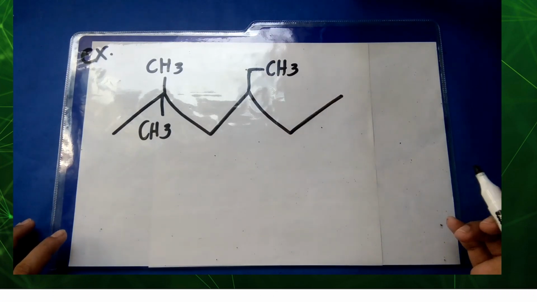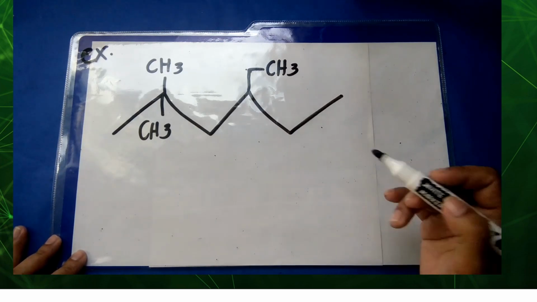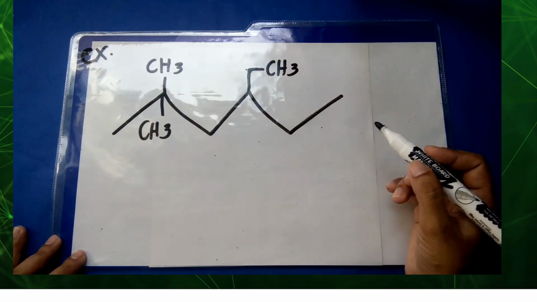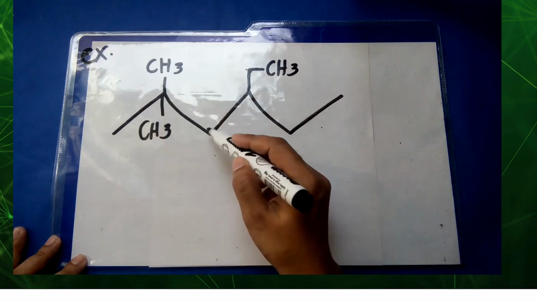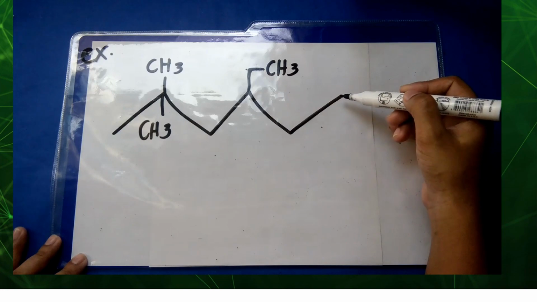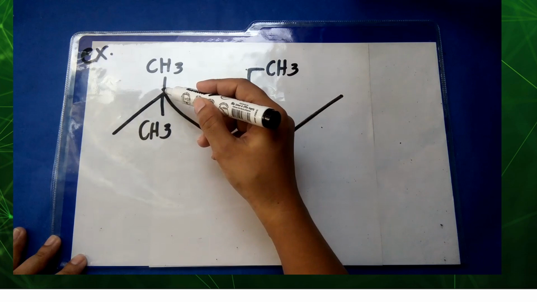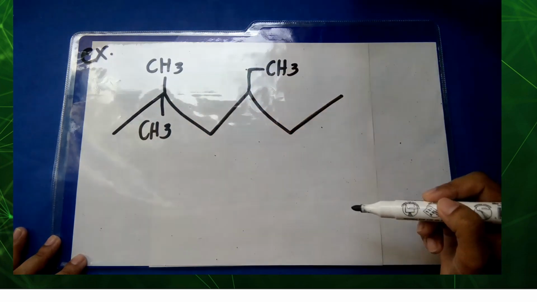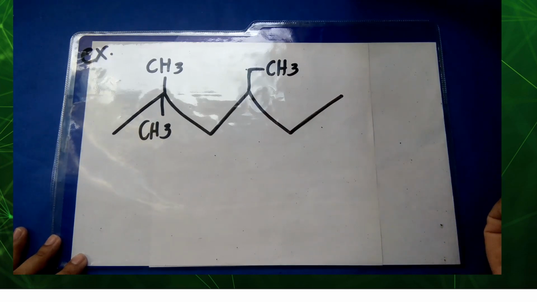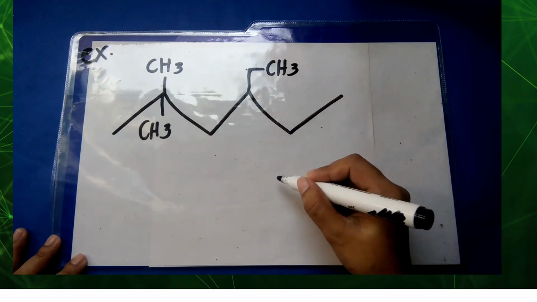Alright, so another example here. How to name this structure. So, the first thing that you need to do is to count the longest chain or the parent chain. So, let us count. 1, 2, 3, 4, 5, 6. There are 6 carbon atoms. How about this way? 1, 2, 3, 4, 5, 6. Still, there are 6. 1, 2, 3, 4, 5, 6. So, 6 pa rin. So, the longest chain or carbon-to-carbon chain contains 6 carbon atoms. So, we will name it hexane.